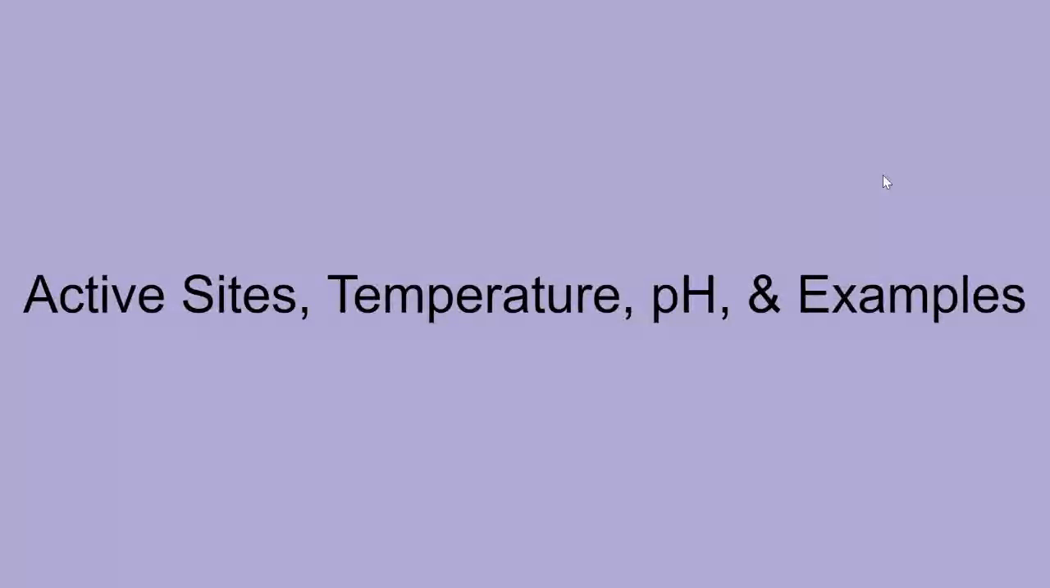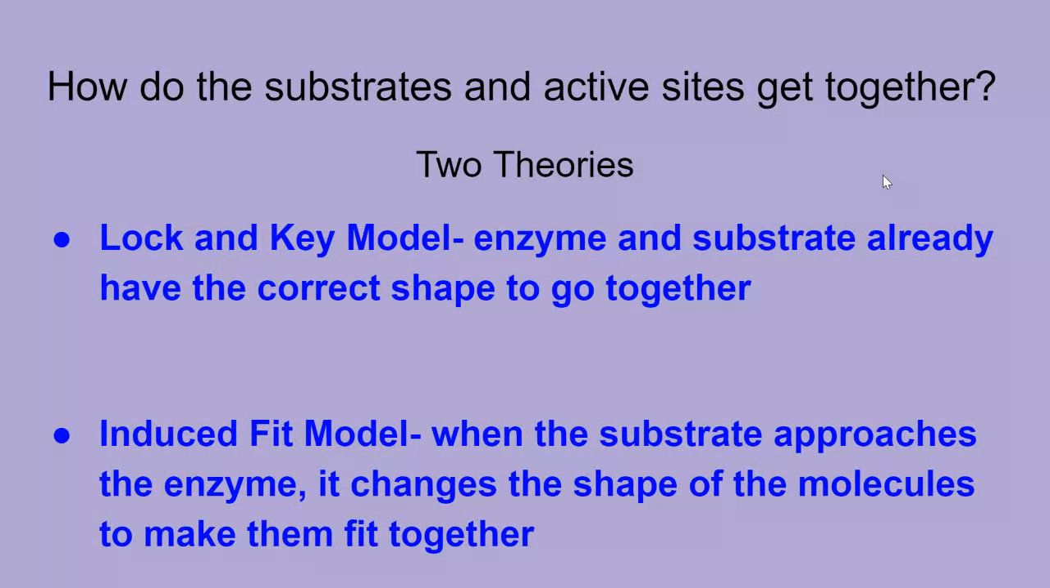First, let's talk about active sites. The active site, which we've talked about in our previous videos, is the part of the enzyme that is kind of like an empty space that pulls the substrate in and helps the reaction take place. It's actually the site of where the reaction takes place when an enzyme is involved in speeding up a reaction. But how do substrates and active sites actually get together? Well, there are two theories.